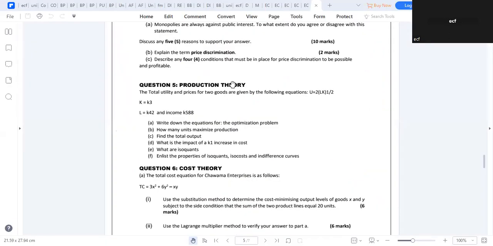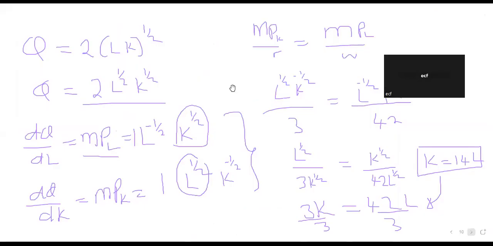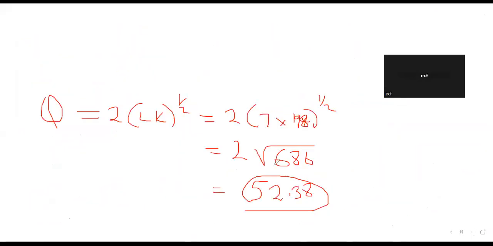So now they'll ask you, what is the total output? Total output, you just put it in the equation here. When you put it in the equation, this is 7 times 98 is 686. Anything to the power half is the square root. So 686 times 2 we get 52.38 units. So these are the units that maximize production.